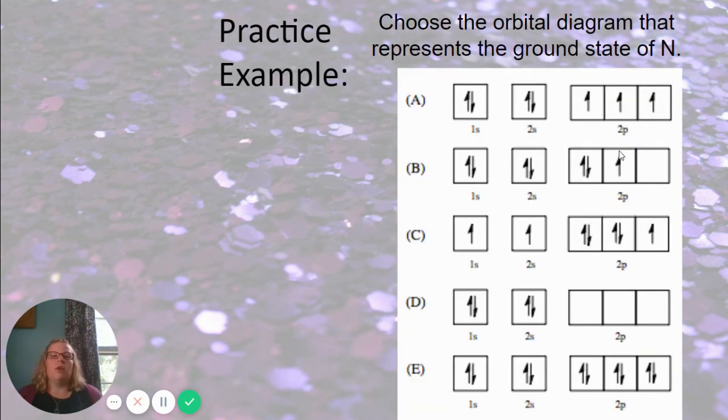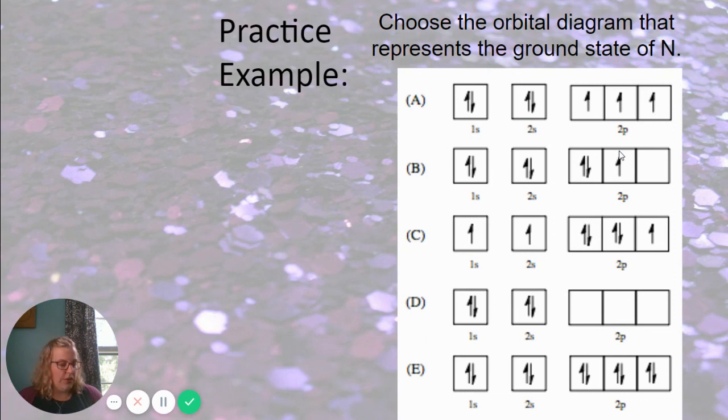All right, so here is your practice example before you go do your homework. What I'd like you to do is choose the orbital diagram that best represents the ground state of nitrogen. So get your periodic table out again one more time, pause it, and then see if you can figure out which one makes the most sense.